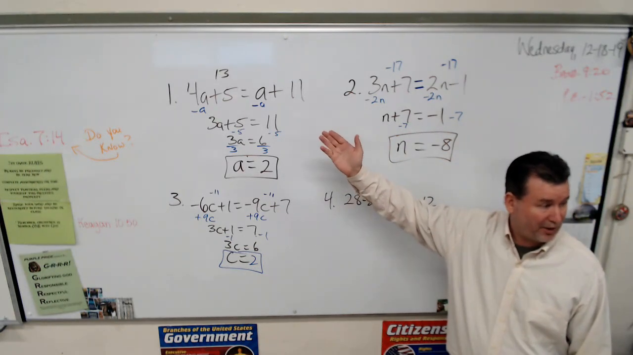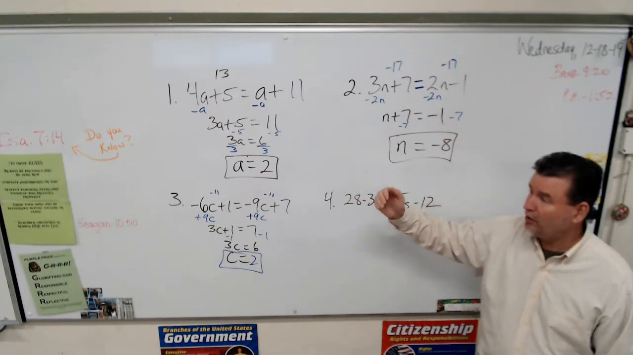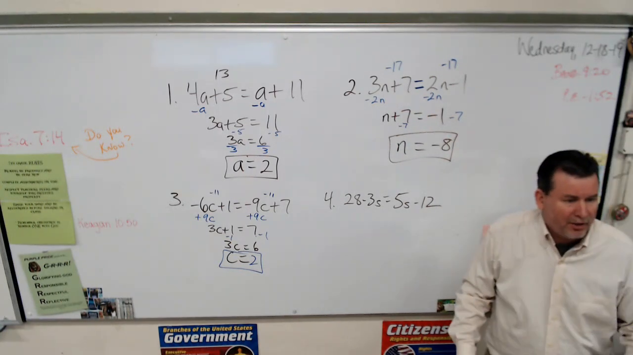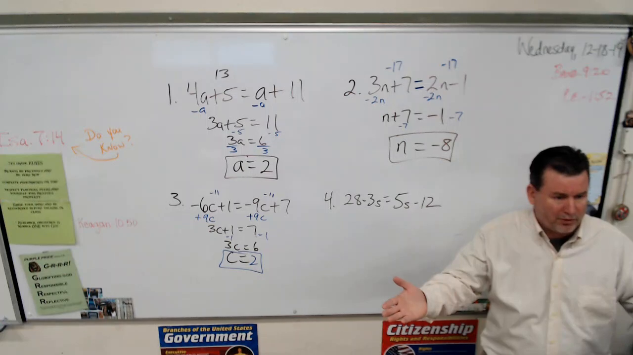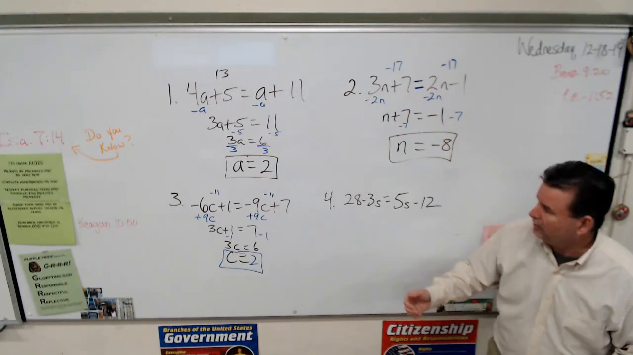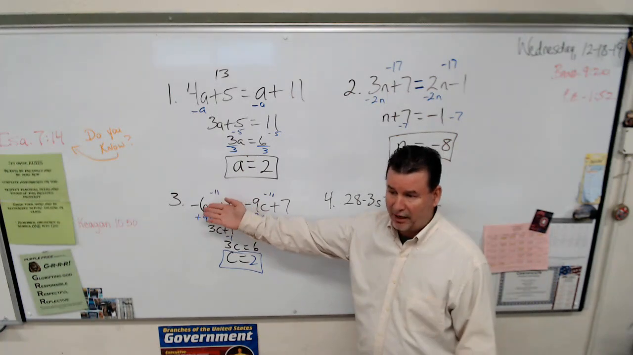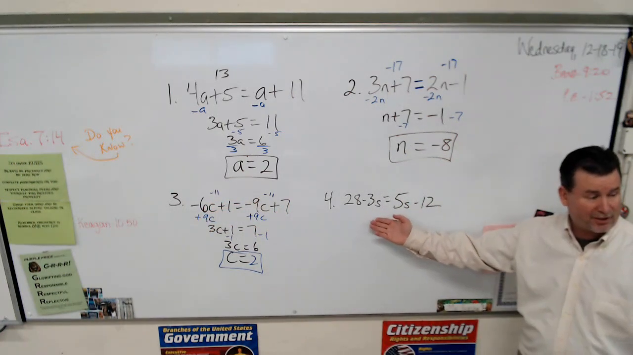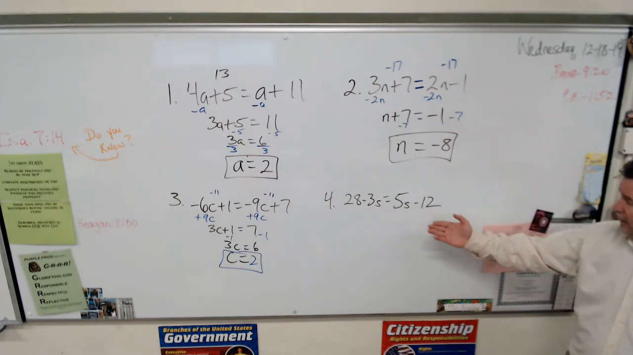We could have put the A on the left or the A on the right. We could have put the N on the left or the N on the right. Does it matter? 6 equals 3 plus 3 or 3 plus 3 equals 6. Does it matter which way you write it? Okay. We could have put the C's on the left or on the right. We could put the S's on the left or on the right.